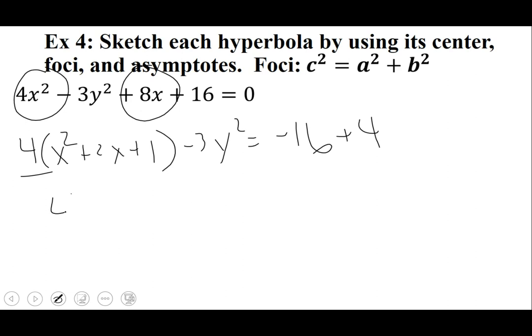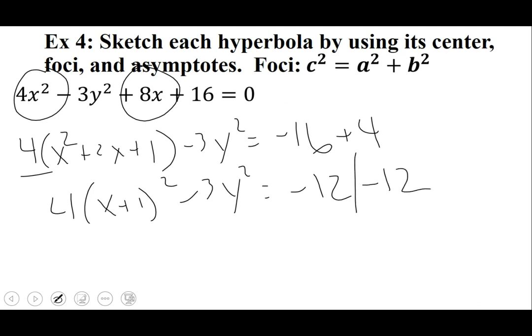So from here, I'm going to get 4 times x plus 1 squared minus 3y squared equals negative 12. It's the first time that we've been equal to a negative 12. The truth is it's not an issue right now. It might not ever be an issue because we cannot decide anything about this problem unless we go ahead and make it equal to 1. So very carefully now, when I go ahead and divide both sides by negative 12, that's going to give me a positive 1 on the right side.